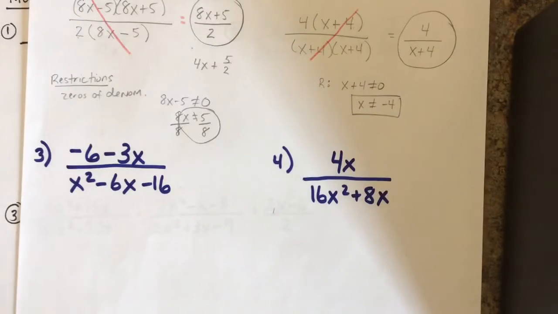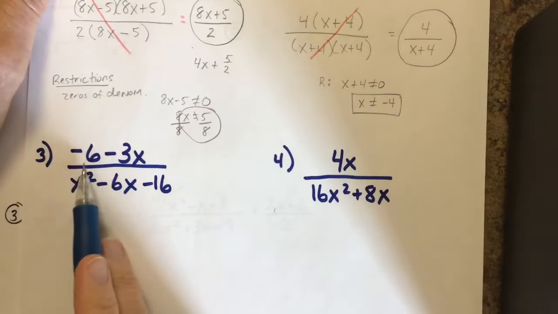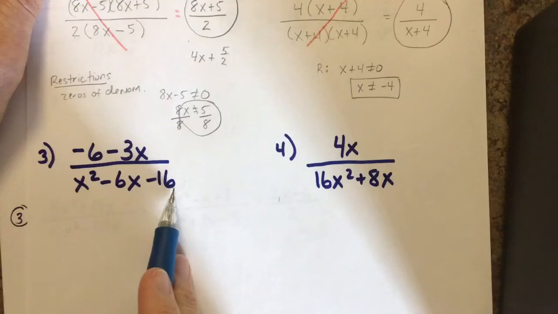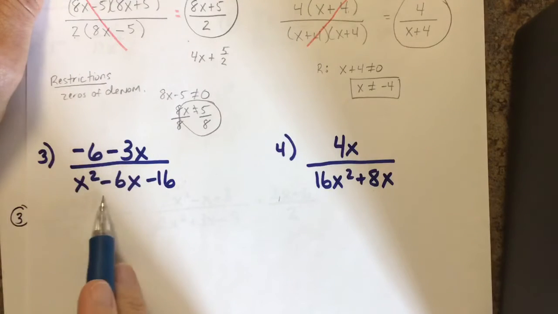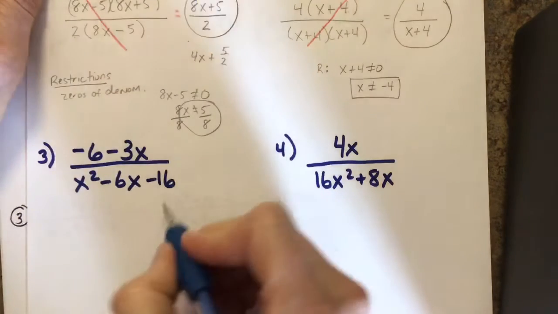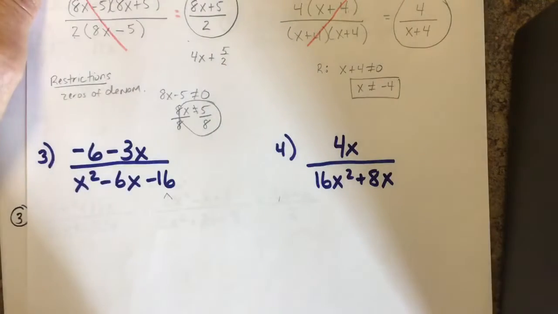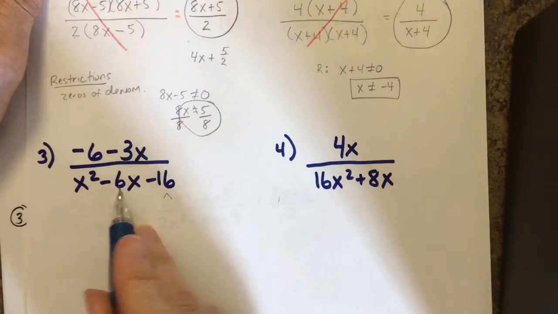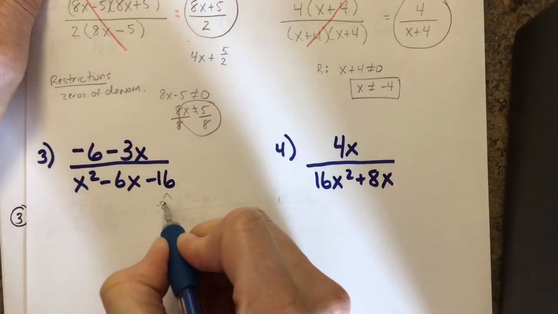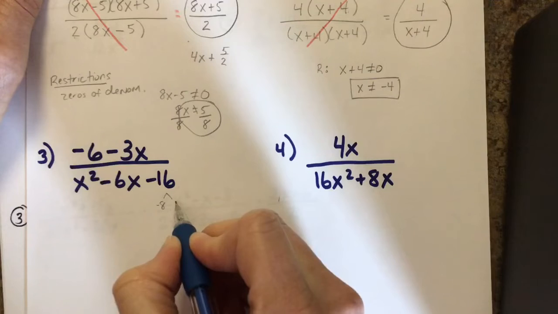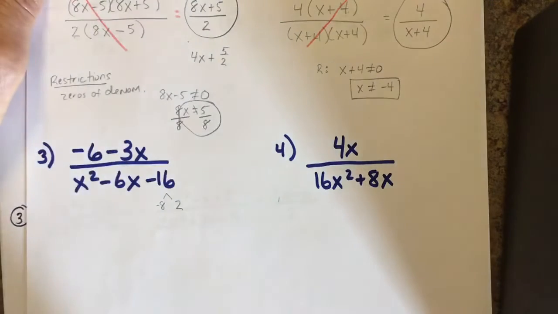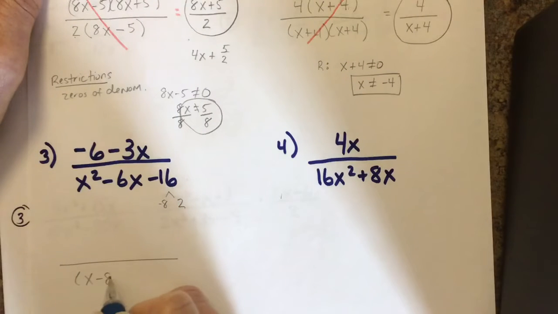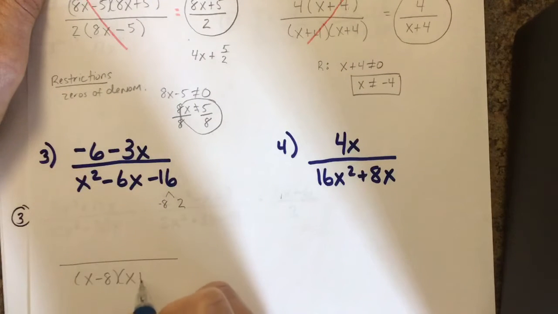Next one. Numerator: -6 minus 3x. Denominator: trinomial. Numerator, denominator. Let's just look at the denominator. Doesn't matter which we do first. How do you factor -16 to add up to -6? That'll be -8 and hopefully you're saying +2. So the denominator factors into x minus 8 and x plus 2.